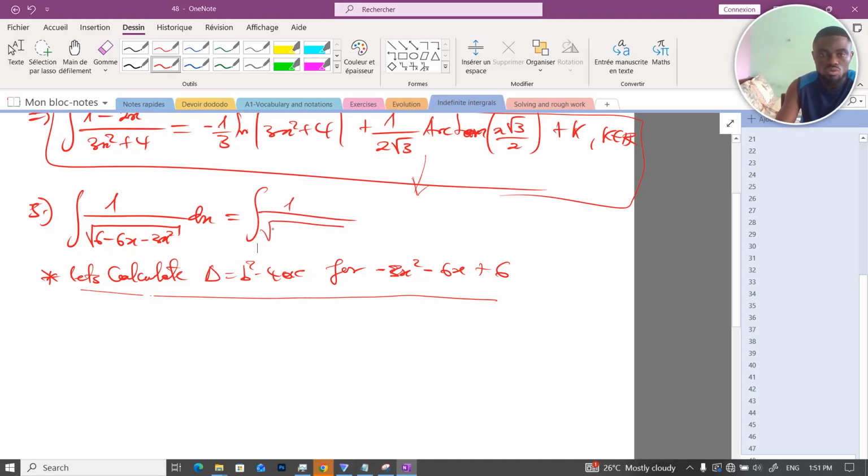The square root of 3 into 2 minus 2x minus x squared, is that okay? dx. So this will be equals to 1 on root 3 integral of 1 all over the square root of 2 minus 2x minus x squared.